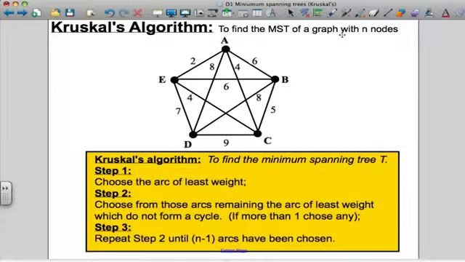Hi there. There is actually another algorithm called Kruskal's algorithm, which can also find the minimal spanning tree, or minimum spanning tree, of a graphical network with n nodes. Just remind ourselves what a spanning tree was again. A spanning tree is a connected graph that connects all the nodes without any cycles. The minimum one is the one of smallest weight.